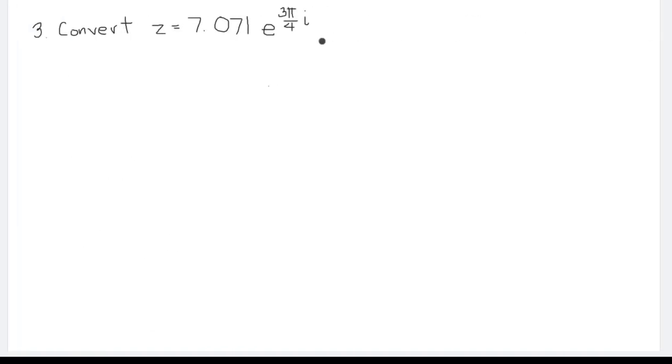For our last example, we need to convert C equal to 7.071 e raised to the 3 pi over 4 i. Oh sorry, so we need to convert 7.071 e raised to 3 pi over 4 i. So that's what we will convert. So we are converting this to rectangular form. So baliktad ulit.